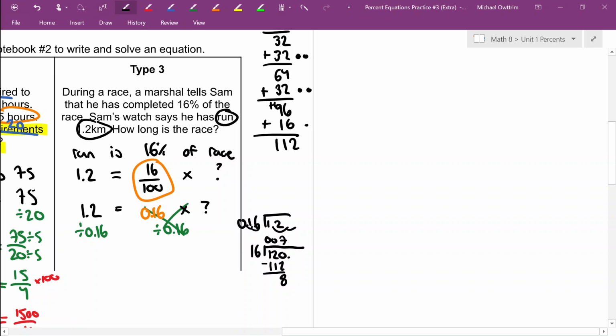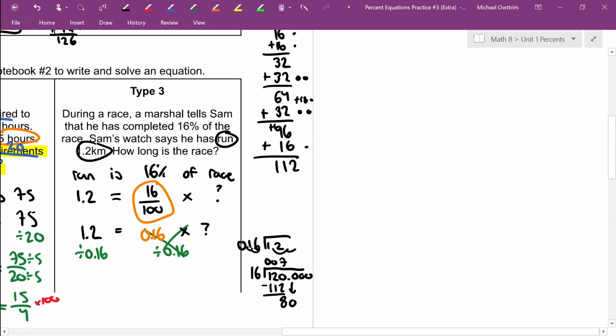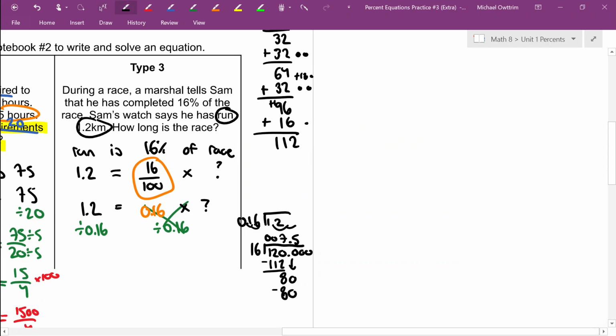Now we know that 120 is really 120.00, as many zeros as we need, so we'll bring down the next zero, and I'll say 16 goes into 80 how many times? From 64, if we added just 16, that would give us one more time to make 80 exactly, and that would be 5 times to go into 80. That would give us 80 exactly, leaving us with 0. And so we can say 7.5 is equal to our question mark, and we'll say the race is 7.5 kilometers long.